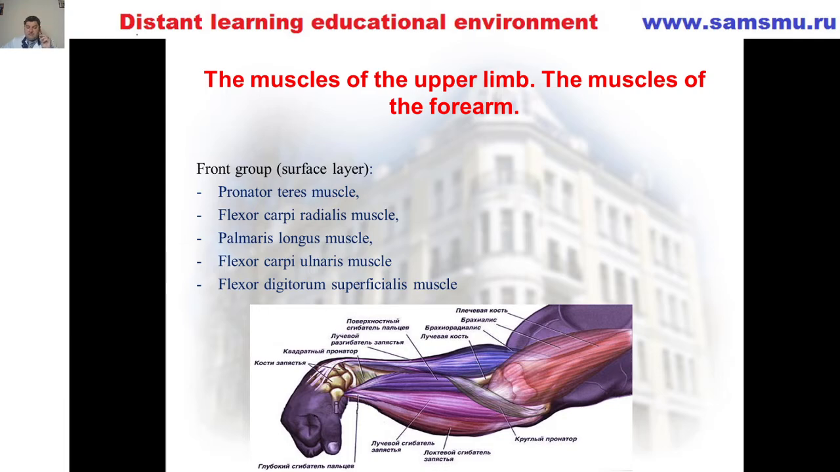This muscle is often absent. The action: it tenses the palmar aponeurosis and accomplishes palmar flexion of the wrist. The flexor digitorum muscle, musculus flexor digitorum superficialis, it's in Latin, lies deeper than these four muscles.